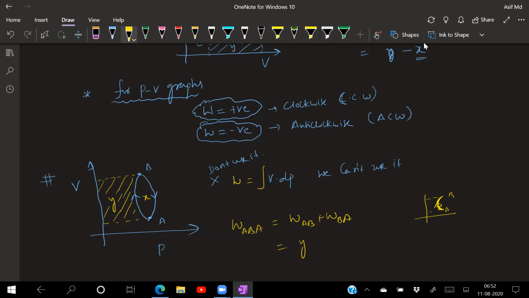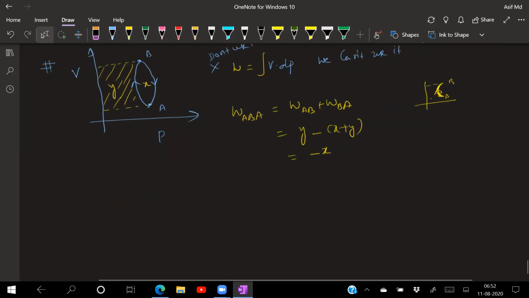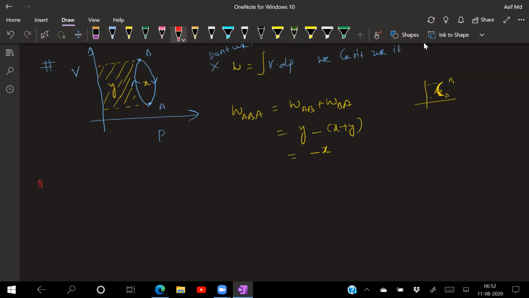B to A will be X plus Y, but negative. Minus of X plus Y. This will become minus X. Minus X. Got it? Yes, sir.